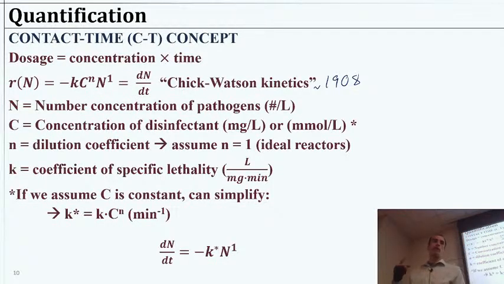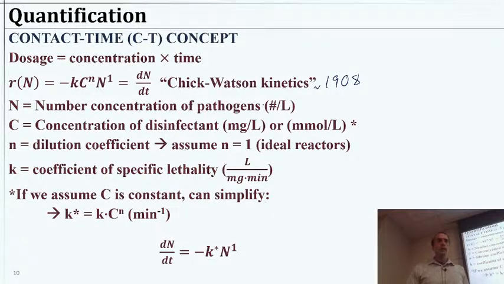C then would be our concentration of the disinfectant. This could be a molar unit, could be a milligram per liter unit, but it's defining our disinfectant concentration. And we're going to assume that's approximately constant. If it's changing, our math gets a little more difficult, but we'll assume it's constant, and we'll come back and talk about that in a moment. So that would be a constant within our equation.